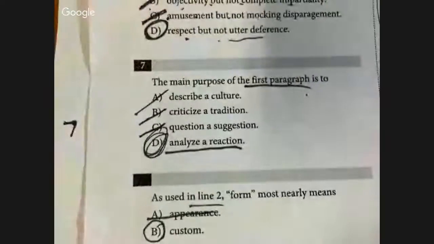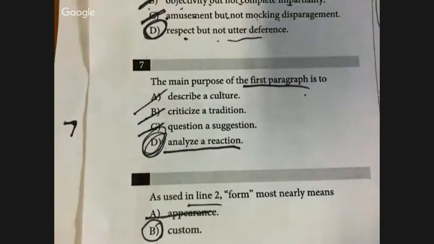The main purpose of the first paragraph is to describe a culture. Does it describe any sort of culture? I'm assuming this is talking about Japanese culture. It does not describe culture at all. B, criticize a tradition. Is it criticizing? It doesn't seem like it. Question a suggestion? There was no suggestion. There was no questioning of it. Analyze a reaction.